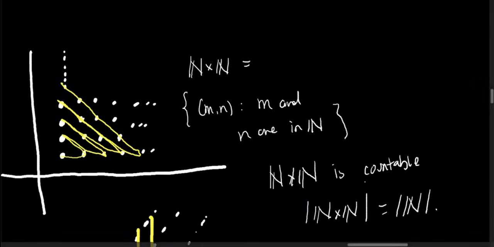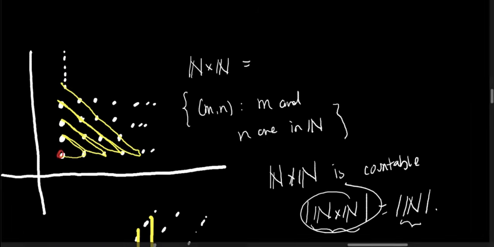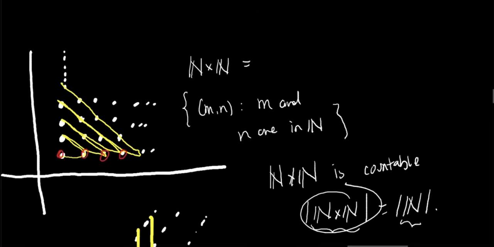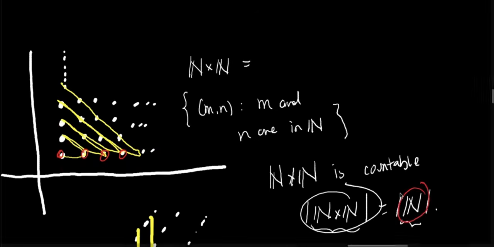So once again, we see that a set that looks vastly bigger than the set of positive whole numbers actually has the same size as the set of positive whole numbers. This set contains, in some sense, a bunch of copies of the set of positive whole numbers. 1, 2, 3, 4, 5. The first row is a copy of the set of positive whole numbers. The second row is a copy of the set of positive whole numbers. It has infinitely many copies of this set, and yet it has the same size as this very set.